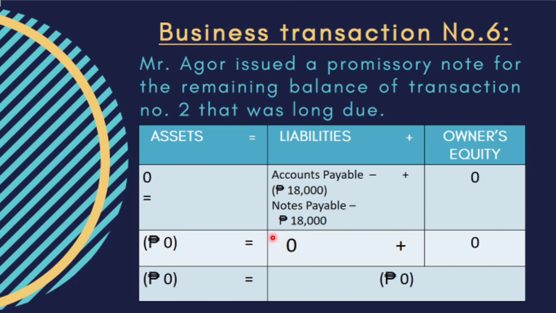So let's have the accounting equation. Assets equals liabilities plus owner's equity. 0 equals 0 liabilities plus owner's equity, which is 0. That should be balanced. 0 equals 0. So therefore, the accounting equation is shown in this business transaction.